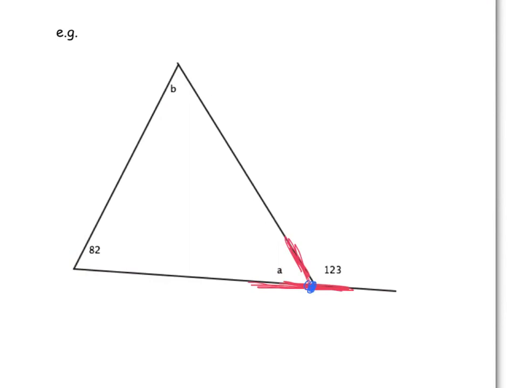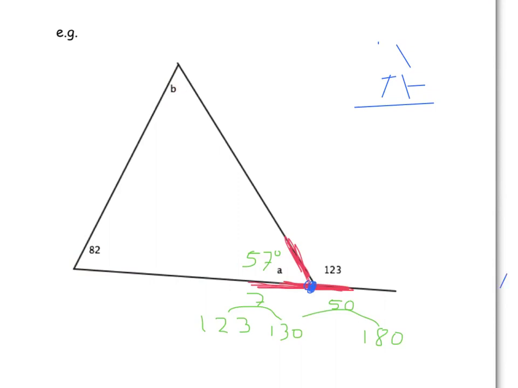So to get from 123 to 180, we add on 7 to get to 130, and then we add on 50 to get to 180. So this missing angle here, A, is 57 degrees. Now we can find out what angle B is, because we now know these two angles in a triangle, and we're trying to find a third. So we've got 82 and 57.